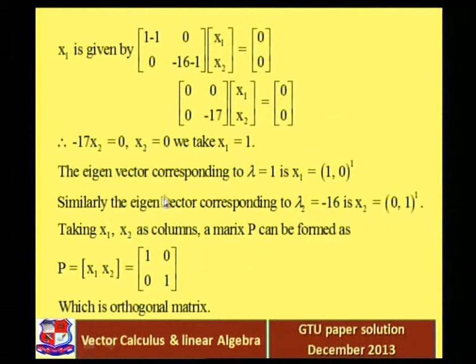So the eigenvector corresponding to lambda is equal to 1 is (1, 0), and similarly the eigenvector corresponding to lambda 2 is equal to minus 16 is (0, 1). So that's why here we wrote (0, 1), that I explained here. Now taking x1 and x2 as columns, a matrix P can be formed as P is equal to [x1 x2], that is equal to [1 0; 0 1], which is an orthogonal matrix, correct.